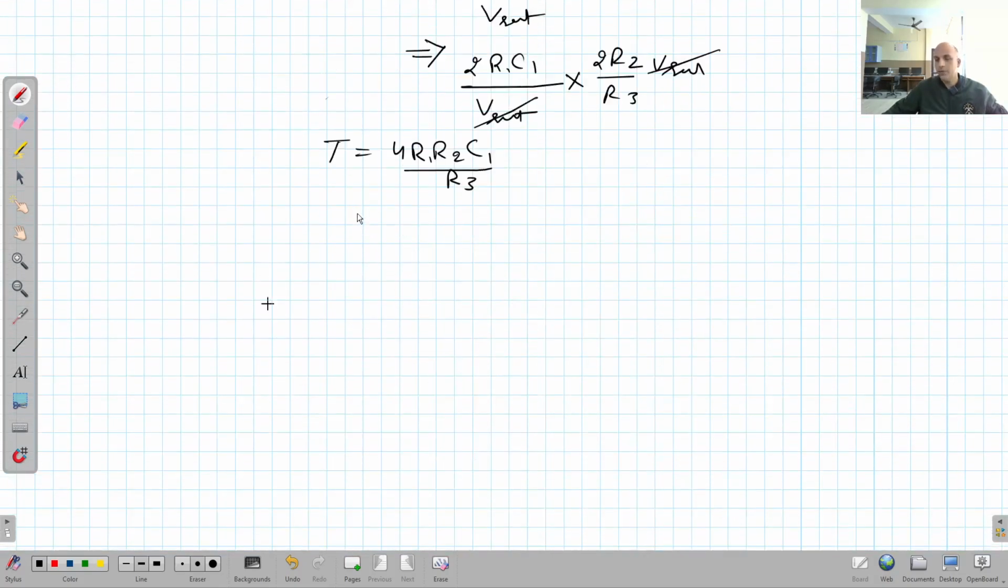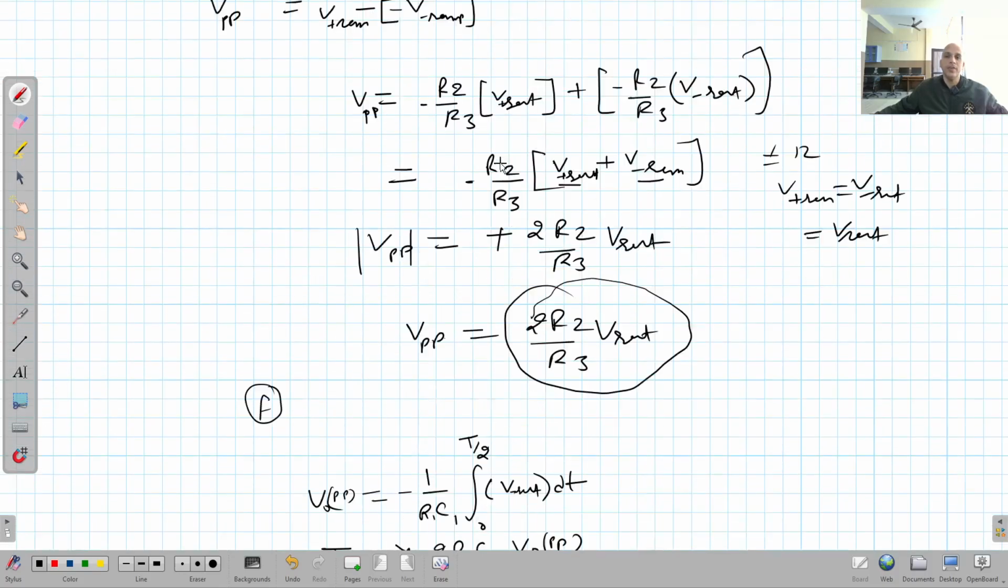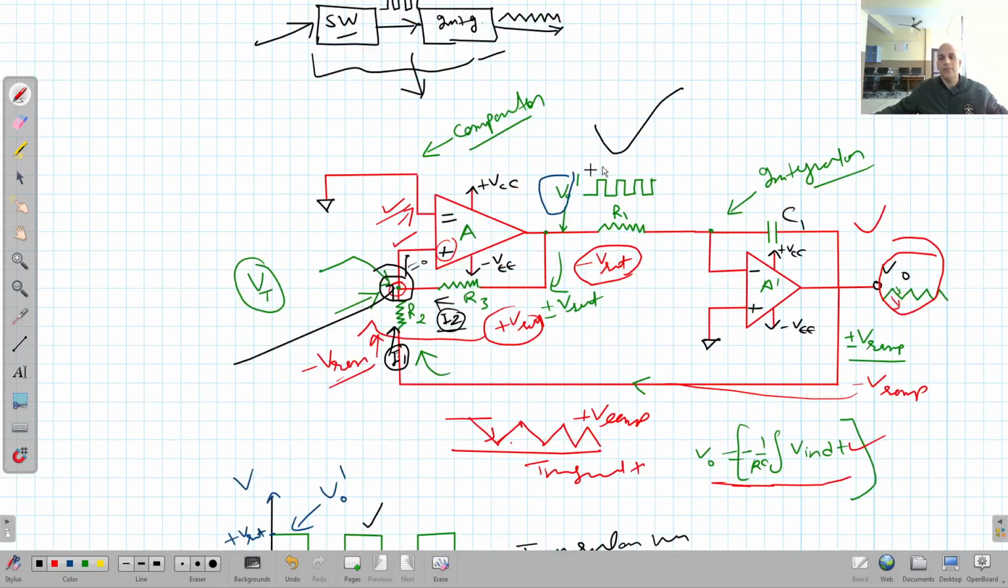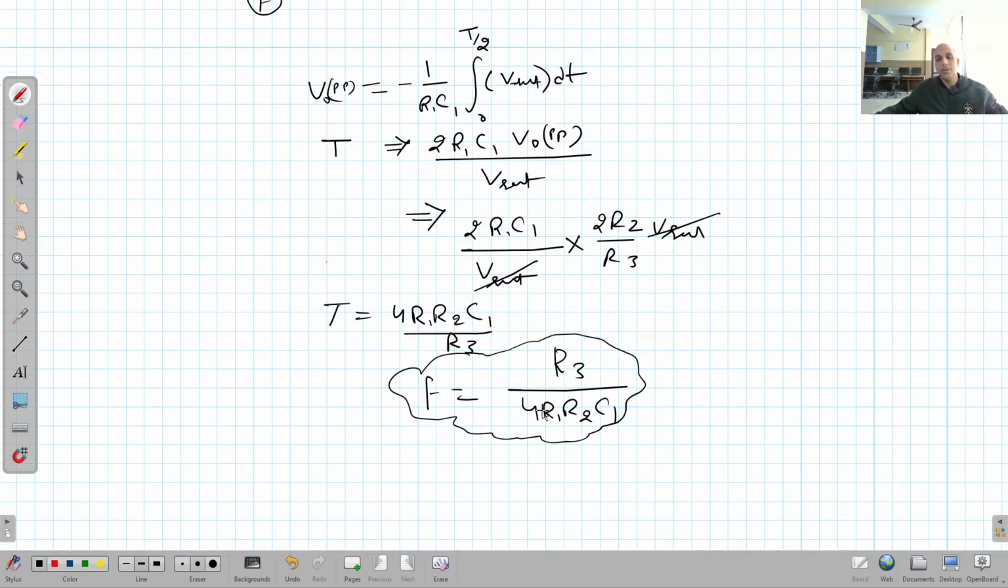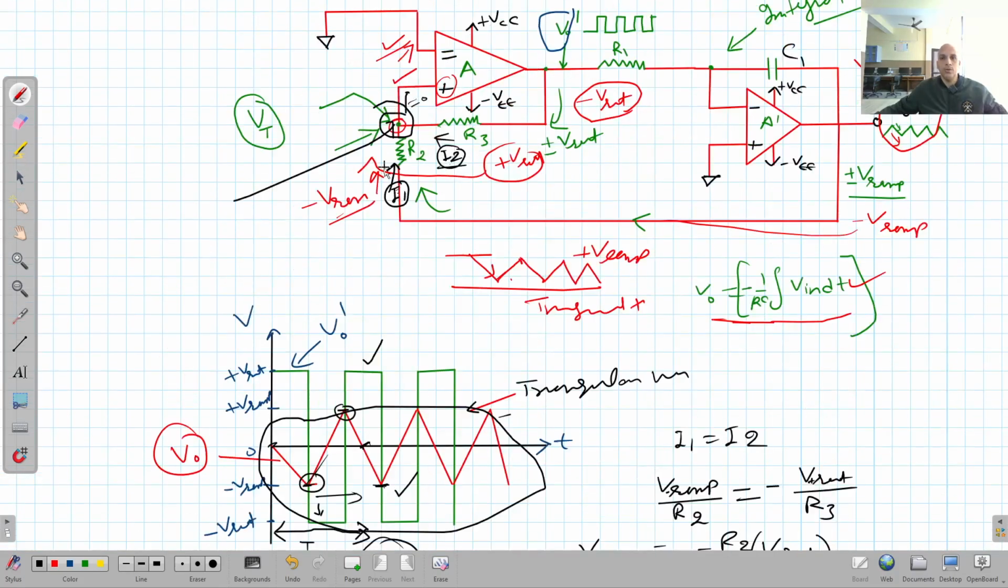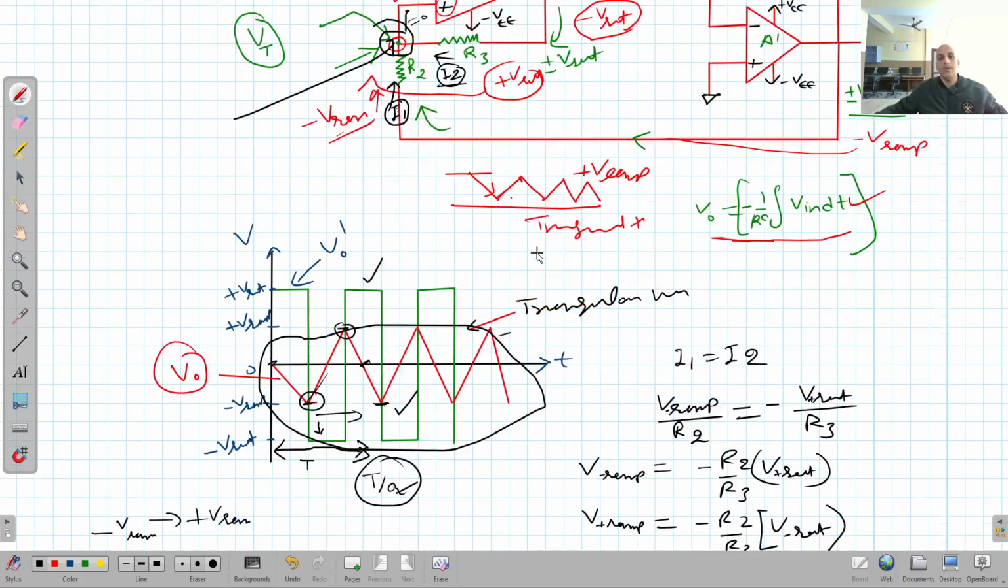Then the frequency will obviously be equal to 1 upon the time period. So 1 upon T means R3 upon 4 R1 R2 C1. Yes, it is all right. So this is the expression for the frequency of the triangular waves generated by this particular circuit. You can see here that the frequency of these waves depends upon the values of R1, R2, R3 and C1.